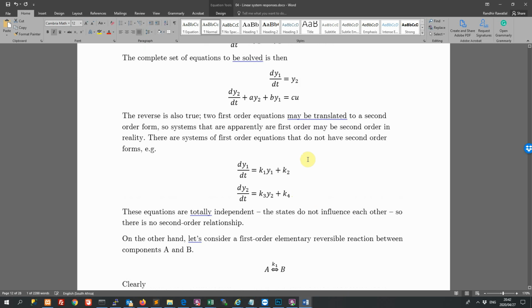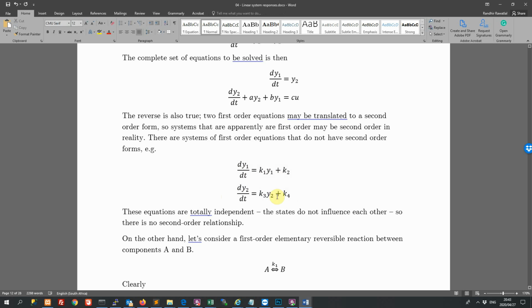Now, I also want to say that it's not always the case that two first order equations necessarily mean you have a second order process. I'm giving an example of that here. In this case, we have no relationship between these two variables. If K1, K2, K3 and K4 are all constants, you can solve this equation independently of solving this equation. And this one also can be solved without solving this.